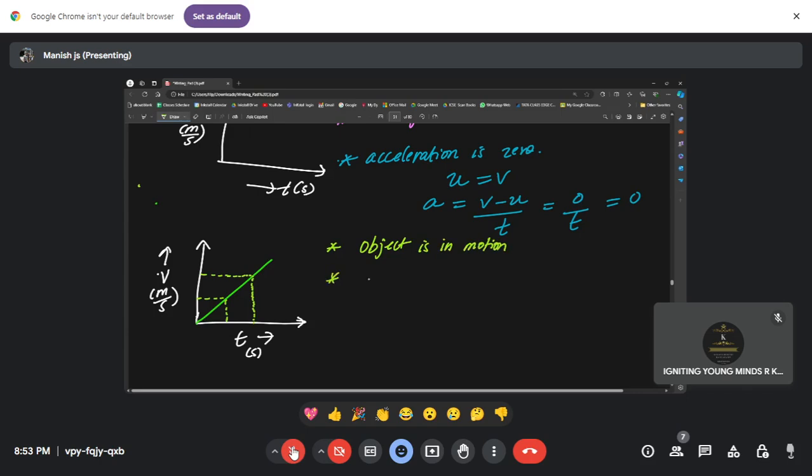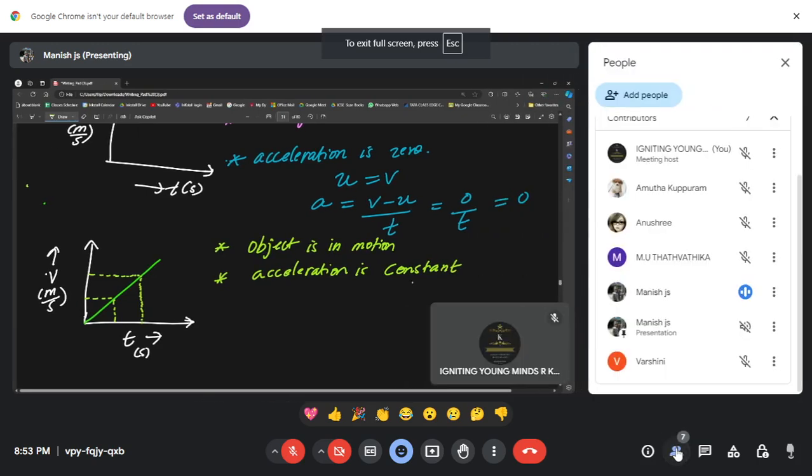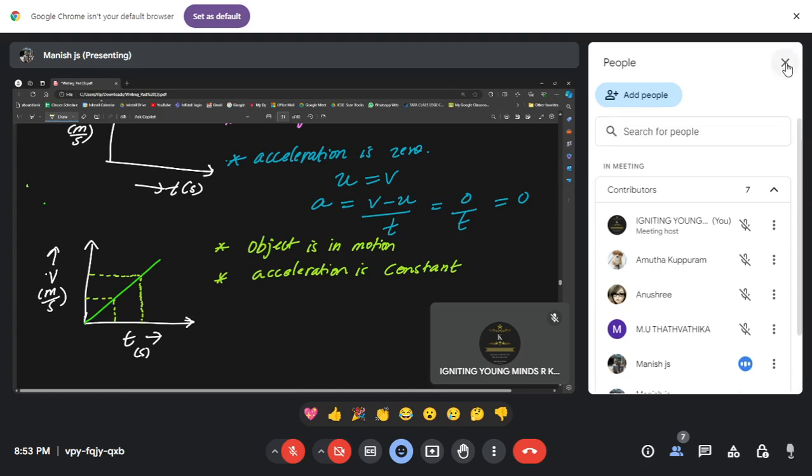Second, you can see the value of velocity here. The velocity is changing equally with equal intervals of time. There is equal change in velocity, which means acceleration is constant. So acceleration is constant, velocity is not constant here. Here your acceleration is constant because the gradient or the slope is going to give you the acceleration.